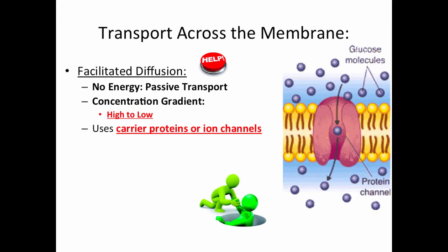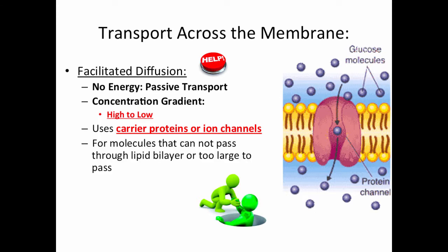So facilitated diffusion is just helper proteins, what we call carrier proteins or ion channels, helping larger molecules to move across the membrane. Again, it doesn't require any energy, and an example would be something like the molecule glucose. Glucose is slightly larger than carbon dioxide and water, so it can't fit between the phospholipid heads and tails there.